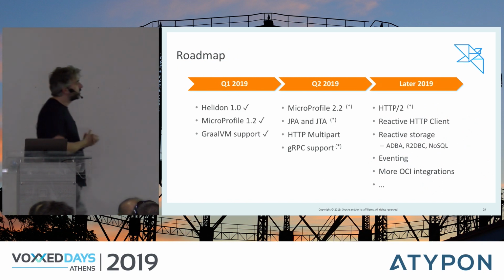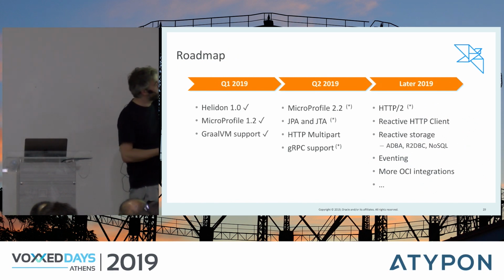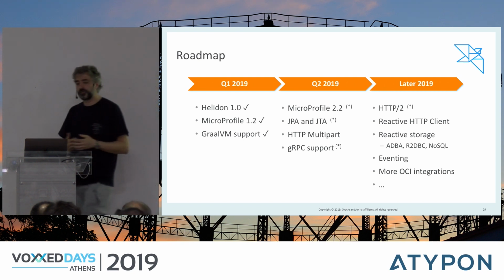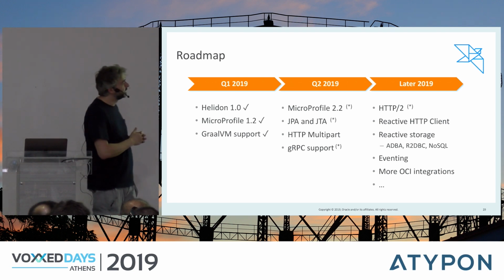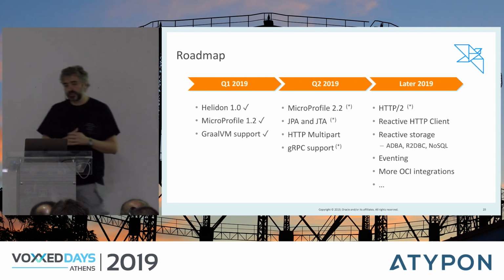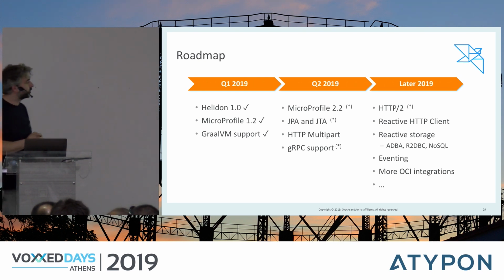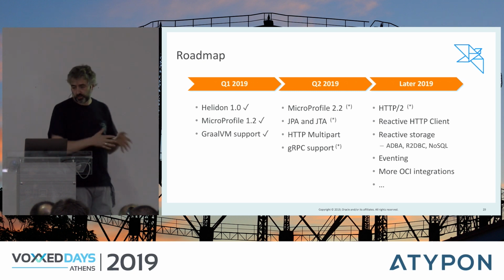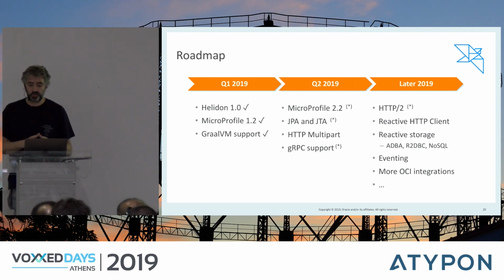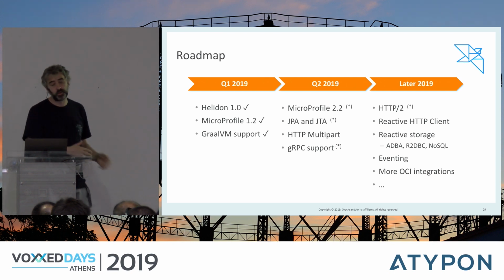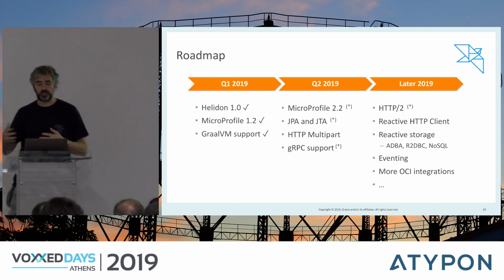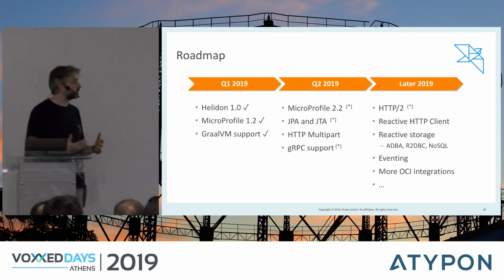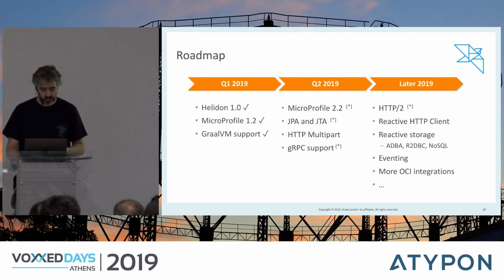So in terms of roadmaps, where are we with Helidon? Well, basically, we are just in Q2 2019, so we're working on MicroProfile 2.2 support. We're not there yet. We still have a few APIs to add. We have also already started to work on JPA and JTA support. HTTP multipart is supported. gRPC, we have an initial support already today. HTTP2 is already partly supported. And then we have a bunch of things that we would like to do, like having a reactive client, reactive storage, adding support for WebSocket, having a website to initialize a Helidon application, those kinds of things. So we have a lot of things on our roadmap.